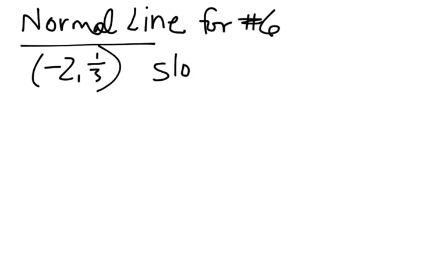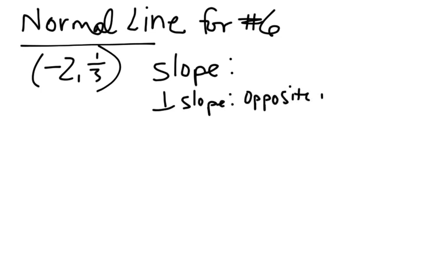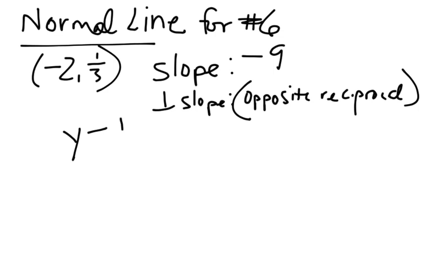But the slope of the normal line, if you'll remember, is perpendicular to the slope of the original line. So since the slope of the original line was 1/9, a perpendicular slope is going to be the opposite sign and the reciprocal of the one we got originally. So since we had 1/9, the opposite sign would be -9/1, or just -9. So this equation would be y minus 1/3 equals -9 times x plus 2.